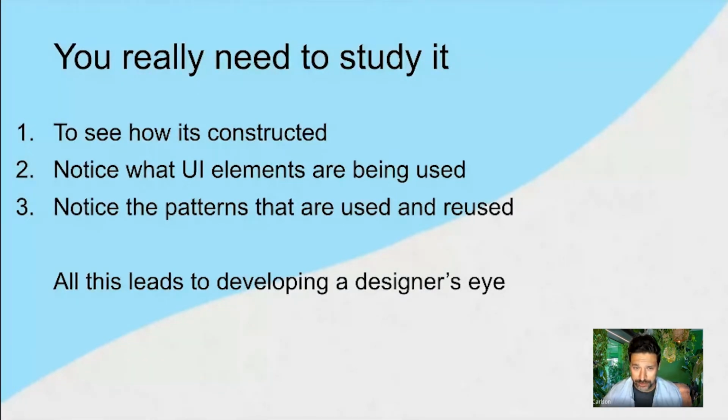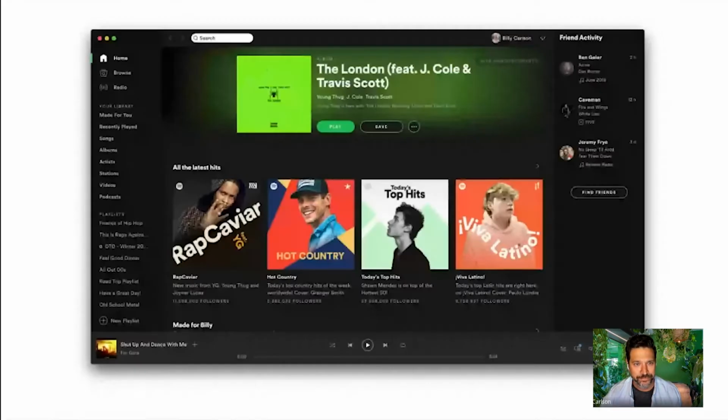Then once you notice the components, you'll notice that they're starting to develop patterns, and you'll see patterns being used and reused. And all of this leads to what is commonly referred to as the designer's eye. You can look into an interface and see the components it's made of, the patterns that are used and reused, and why they're so effective.